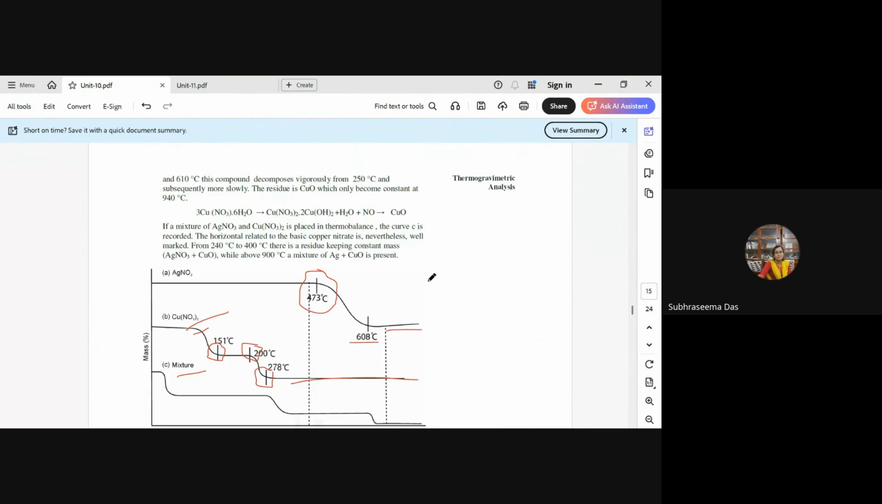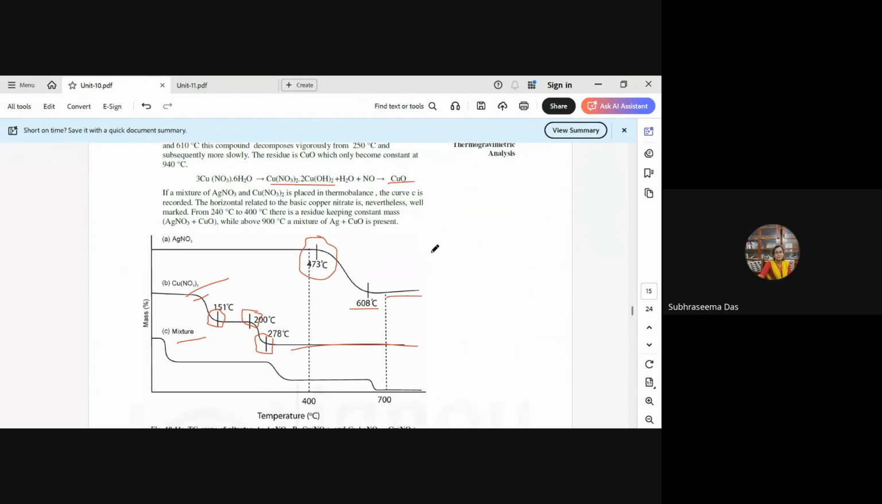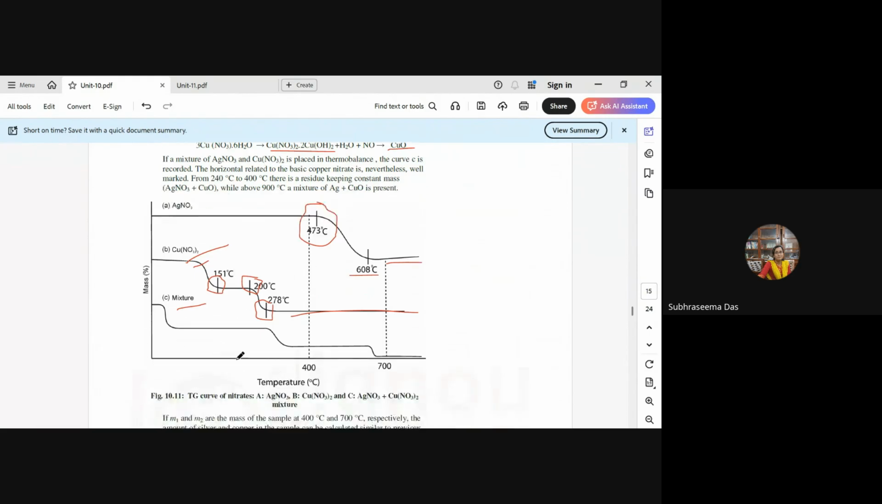So here we can write that copper nitrate hexahydrate first forms copper nitrate with 2 copper hydroxide, which is basic copper nitrate, which then decomposes to form CuO. Now, if we place the mixture of silver nitrate and copper nitrate in a balance, then we see the curve C. It shows the nature of the curve C.